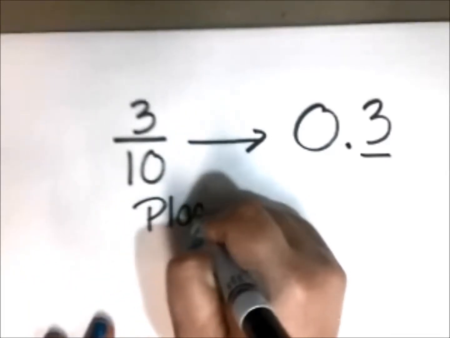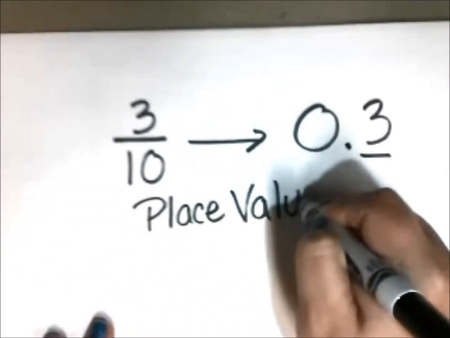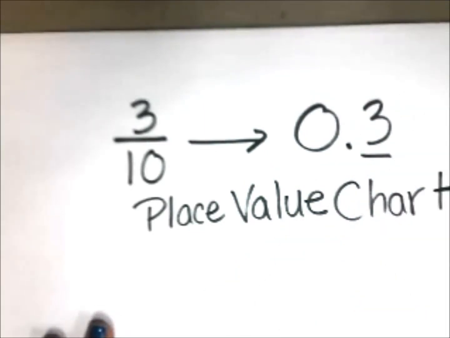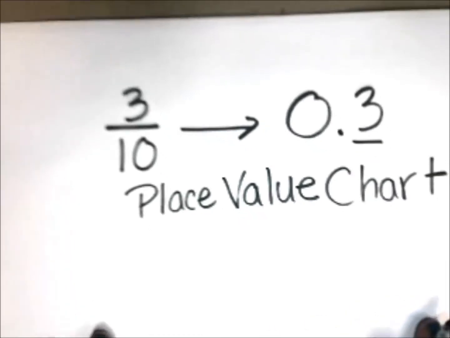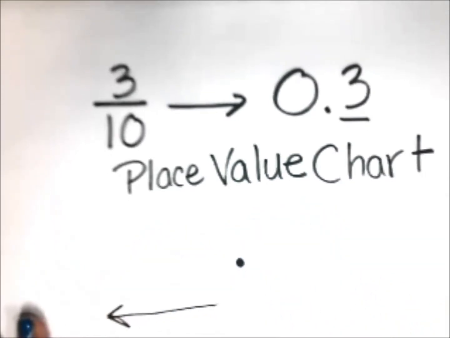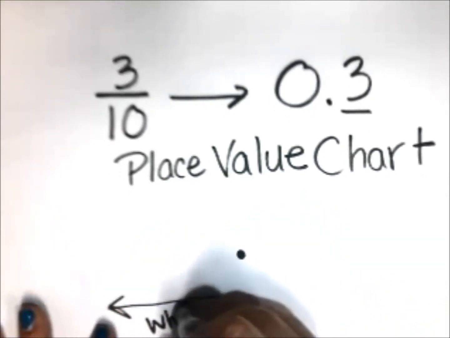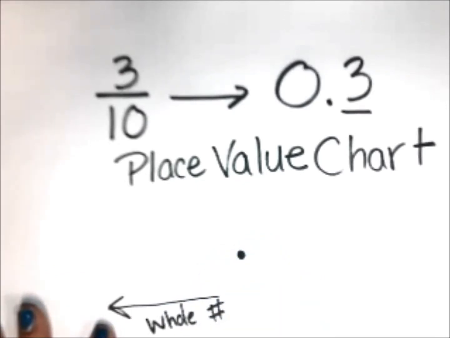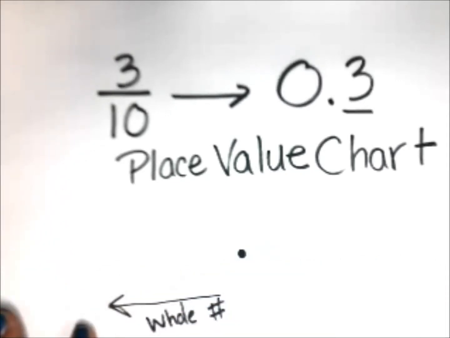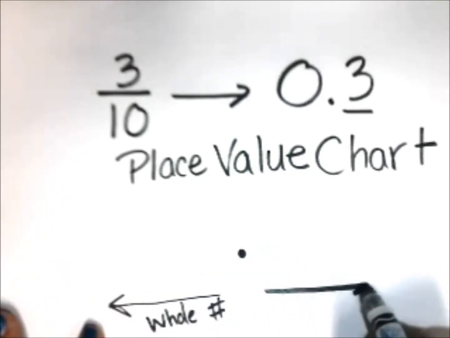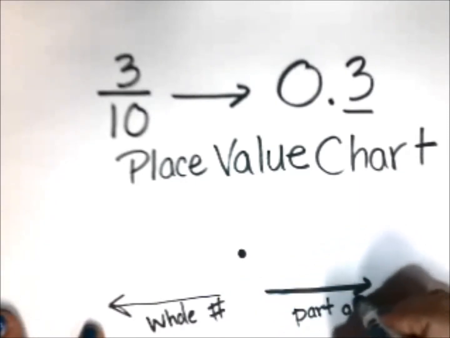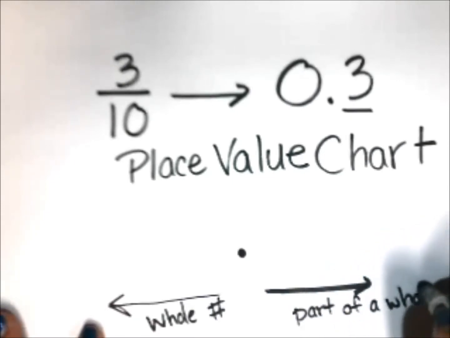So the question becomes, how do I know how to do that? Understanding the place value chart is of key importance. The place value chart tells us where numbers go. So if I put my decimal point in the middle, everything to this side of the decimal point is a whole number. So let's think about money. If I have $5, that would be on the left side of the decimal point. If I have part of another dollar, which would be cents, that would be to the right. So this is where our part of a whole would go.